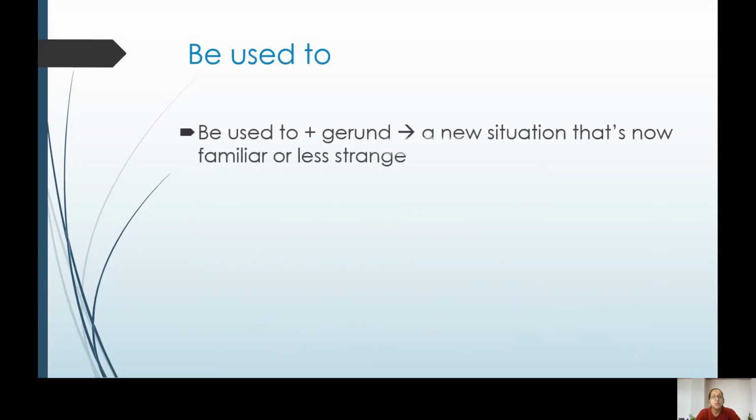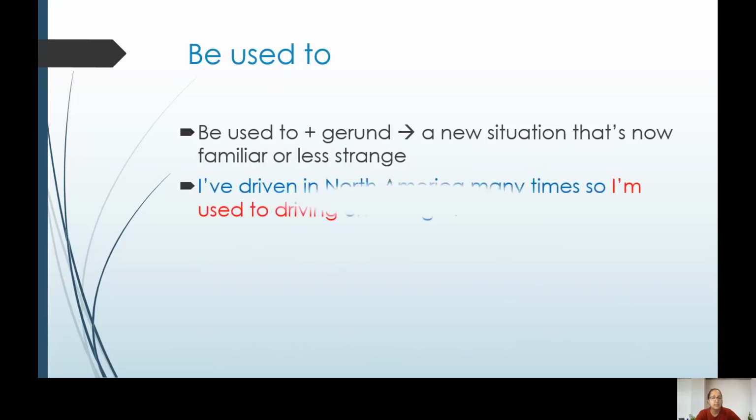Now, be used to. We use that with a gerund to talk about a new situation that is now familiar or less strange than in the past. For example, I've driven in North America many times, so I'm used to driving on the right. Okay, so driving on the right isn't a problem for me anymore. I am used to it. I'm familiar.